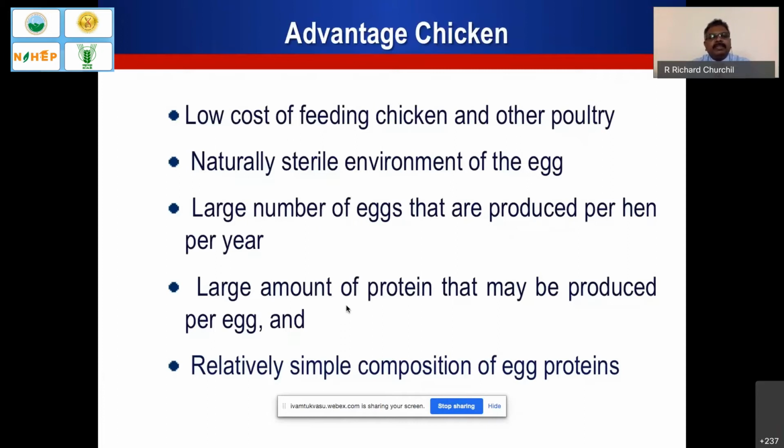The other advantage is that the egg is sealed in the eggshell, so no contamination occurs, unlike if you produce transgenic proteins in milk, where purification is a very difficult process. So it is another advantage for chicken. And also the cost of production is, of course, less.